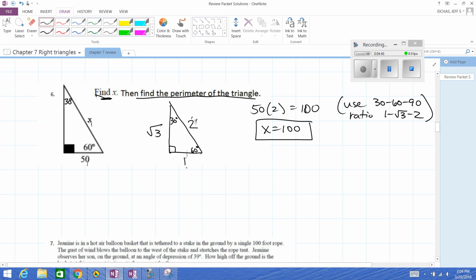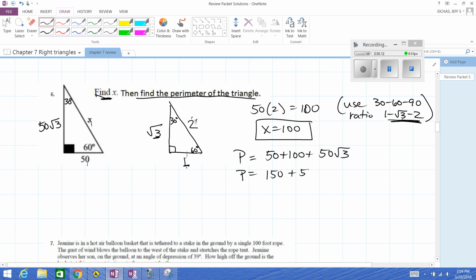Okay, then we're going to find the perimeter of the triangle. Okay, so I can see why they made it a little more challenging. This will have to be 50 square roots of 3. Again, you can see why. That's the ratio of the sides, right? 1 to square root of 3, so you're multiplying by square root of 3. Perimeter is going to be 50 plus 100 plus 50 square roots of 3.